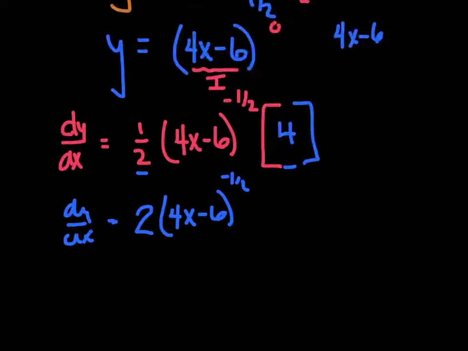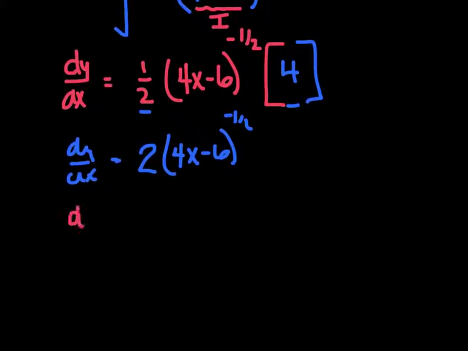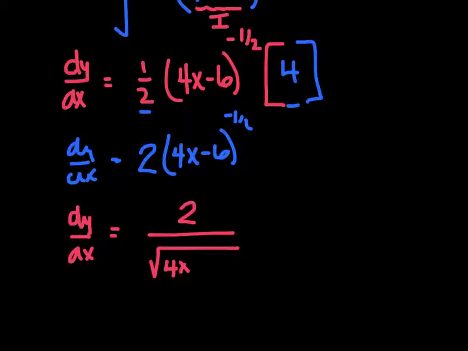Again, we can clean that up. Negative exponents you can just rewrite in the denominator. So I would say that's 2 over the square root of 4x minus 6.